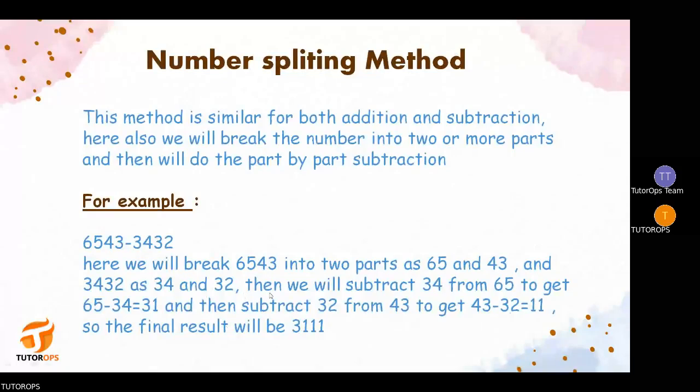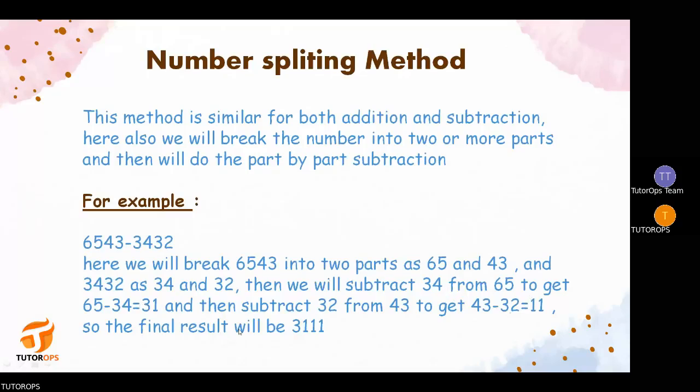Now, as we have done in the previous video, we added the first part with the first part. So here we will subtract the first part of the latter number from the first part of the first number. What is the first part of the latter number? That is 34, and it will be subtracted from 65. So 34 from 65 will give us 31.